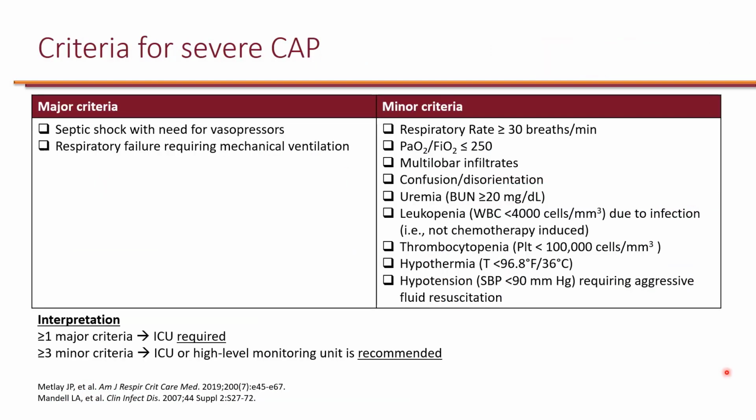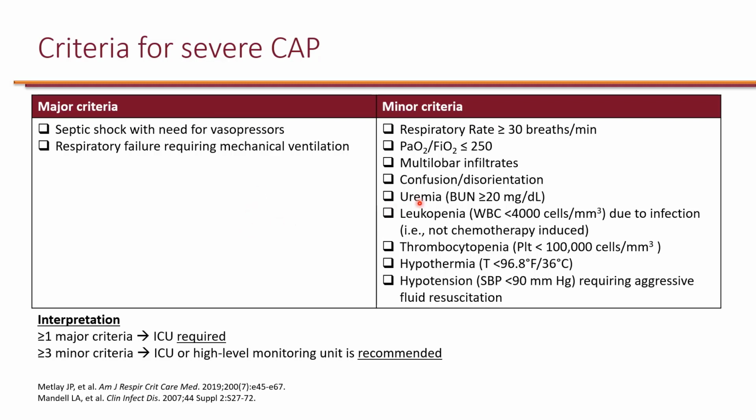Now, the 2019 IDSA guideline for CAP uses the same criteria as the 2007 guideline for classifying patients as severe community-acquired pneumonia. There are two major criteria and several minor criteria. If the patient has one of the two major criteria, it will be considered severe pneumonia. And basically with severe pneumonia, for the most part, the patients will likely need to be in the ICU. As you can see, the criteria here is septic shock with need for vasopressor. This can only happen in the ICU. And of course, respiratory failure requiring mechanical ventilation. Both vasopressor and mechanical ventilation will require patients to be admitted to the ICU.